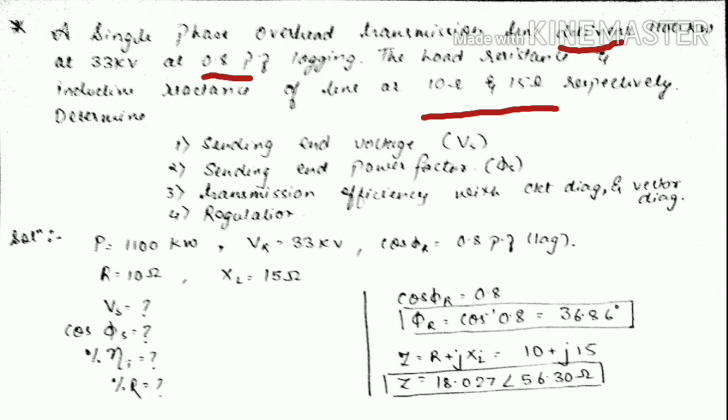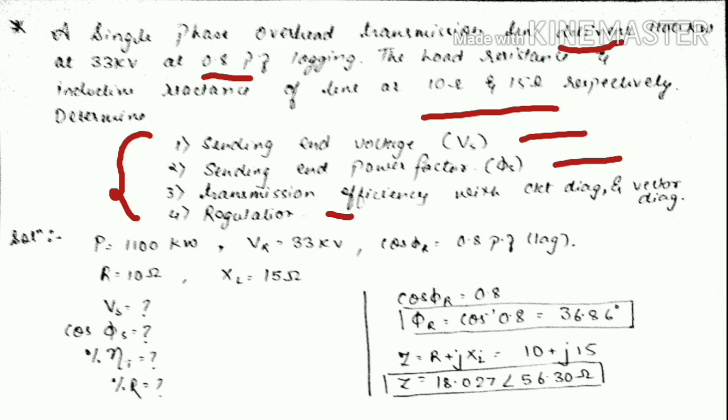So always remember, before solving the short transmission line, see the question, what is given, and point out the value of the given in the question. So what we have to find: sending end voltage, sending end power factor, transmission efficiency and regulation. These 4 points we have to find. So first we will write what is given in the question.